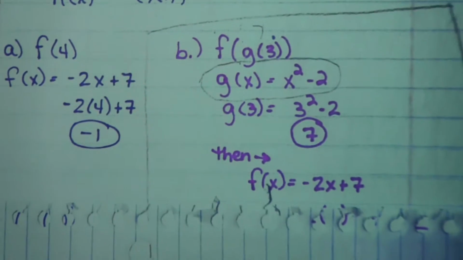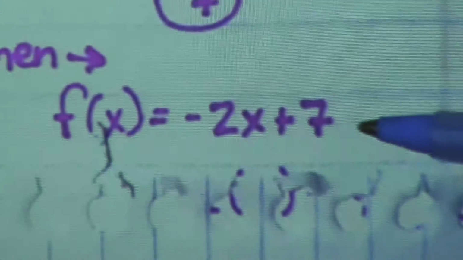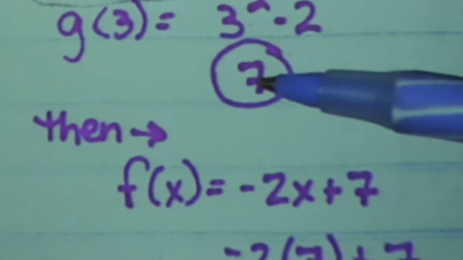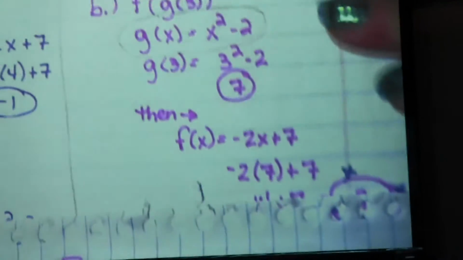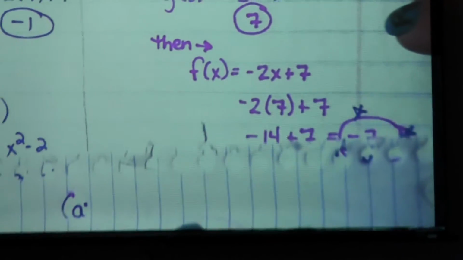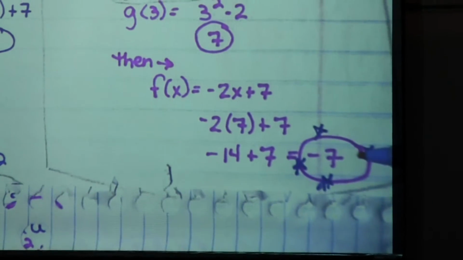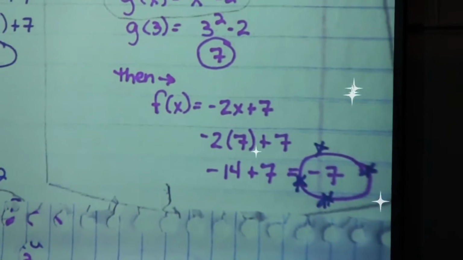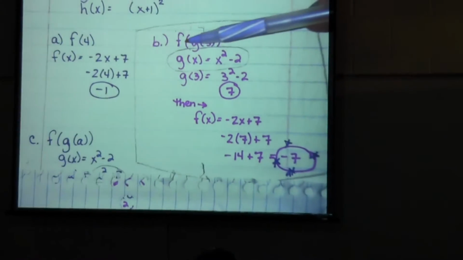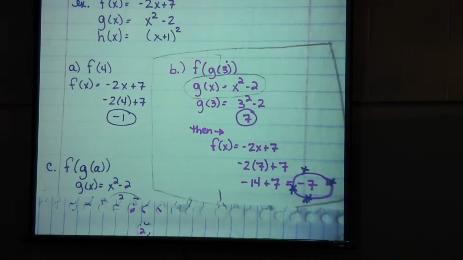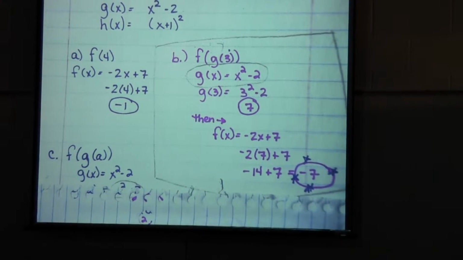So, we need to write down our f equation, negative 2x plus 7. And every place there's an x, now we're going to plug in the 7 that we just got. So we take negative 2 times 7 plus 7 to get negative 14 plus 7. And negative 14 plus 7 gives us negative 7, or our final answer. So we took our value, we plugged it into the g equation first, and then we took that whole answer and plugged that answer into our f equation. Questions about that?